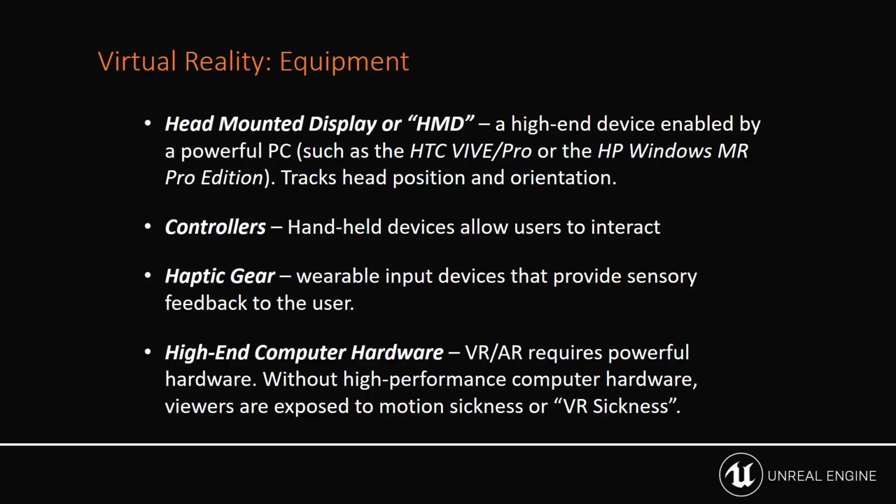So, haptic gear. Haptic gear is this idea of wearable input devices that provide sensory feedback to the user. Now, a lot of the motion controllers that we see with head-mounted displays are haptic, in the sense that you'll get vibration, or you'll get this force feedback that will tell you something that may be happening with the experience that you're having within your virtual reality experience there.